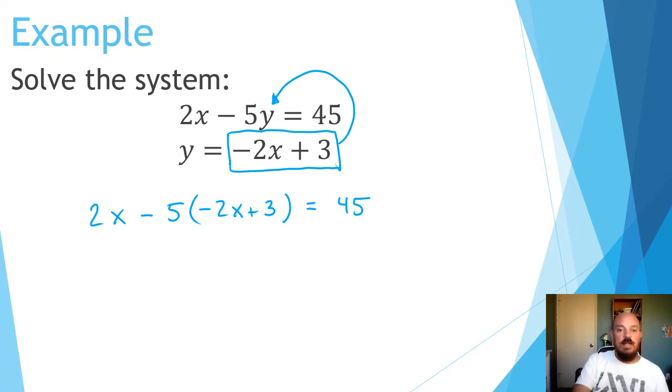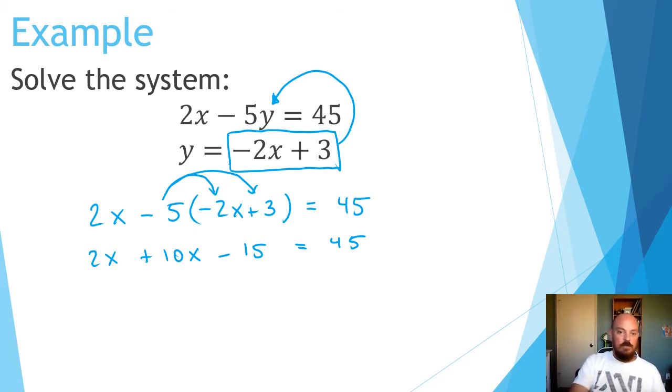If I want to solve for x, the first thing I'm going to do, let's leave the 2x. I'm going to take that minus 5 and think of it as a negative 5 and distribute it. So I have negative 5 times negative 2x, that would be positive 10x. And then I have negative 5 times 3 would be negative 15. And it's still equal to 45.